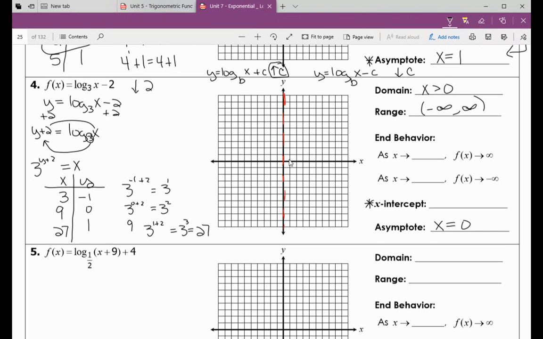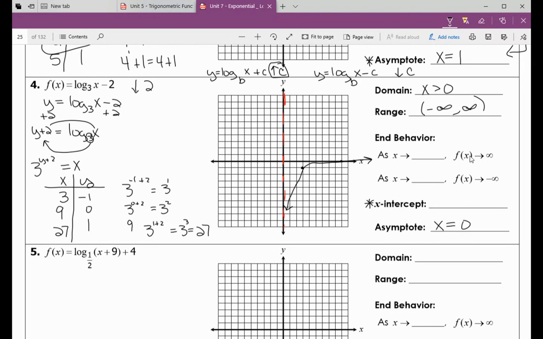Now, obviously my graph does not go up to 27, so I am going to plot those points. I'm going to go over to 3 and down to 1. Then I'm going to go over 9, 0, so that's 3, 4, 5, 6, 7, 8, 9. And then, of course, I would have to go all the way out to 27 and up to 1. So my graph is going to come and go this way. Okay, so be very, very careful with your graphs.